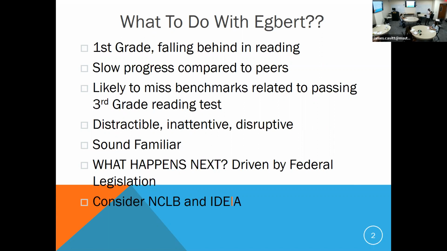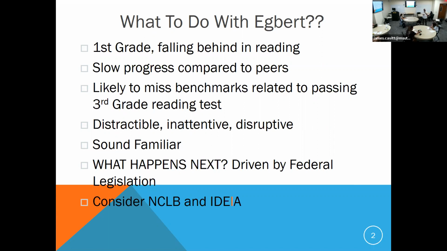And Egbert, one thing we're going to find is students with learning disabilities are going to be very similar in their behaviors to kids that have ADHD and kids with behavior and emotional disturbance. The reason is because if they don't like something or they're not learning something, they're going to be distractible, inattentive, and they're going to be behavior problems in the classroom.